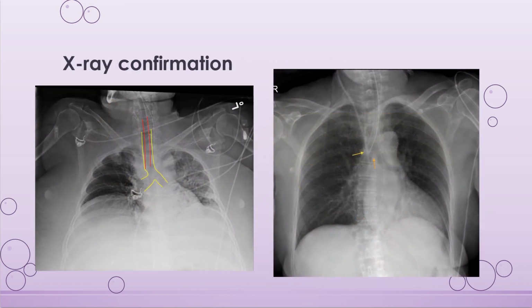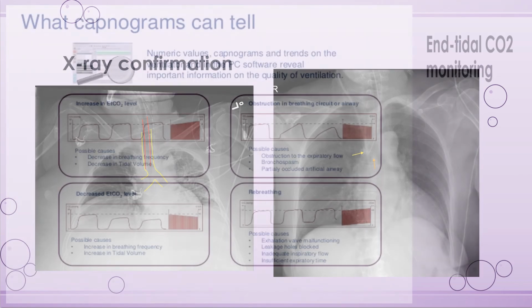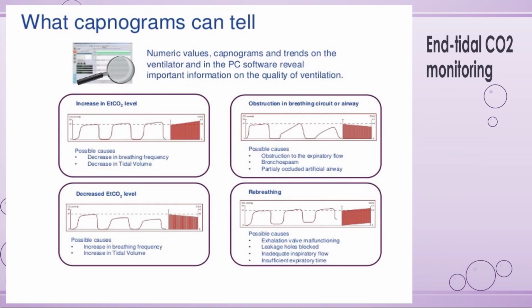X-ray confirmation. So how do we verify the tube's in exactly the spot we want it to? That's where X-rays come in. If you want to see the X-ray on the right, you can see that the tube is actually aiming to the patient's right side, and it has to be pulled back a little bit, right? You want the tube to sit and oxygenate both sides of the lung, and if we advance it too far, it will go down one side and not go to the other.